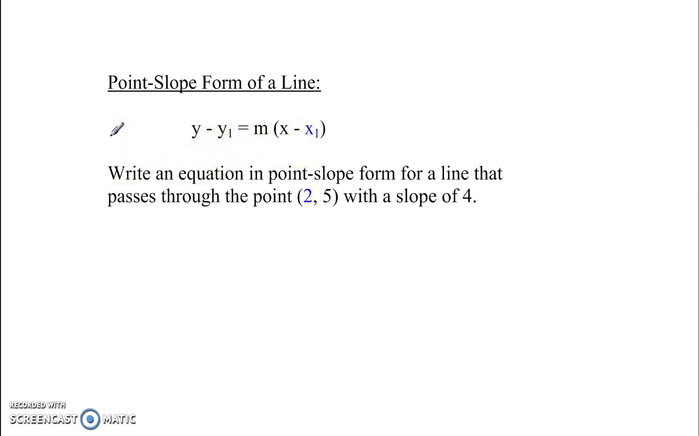Alright, so 2 is the x here, 5 is the y, and 4 is the slope. So that's where we're going to plug and play. So y minus 5 equals 4 times x minus 2. There you go. It's that easy.